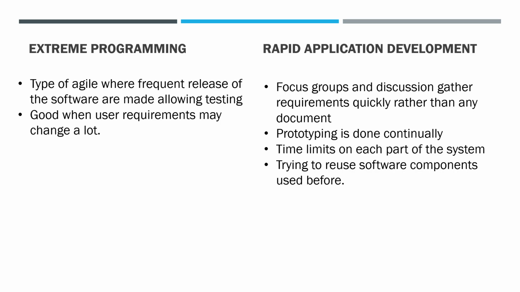Anyway, the last one is rapid application development, which is where there are loads of focus groups and discussions to gather requirements quickly rather than documents. So rather than documents, it's discussions, lots of prototyping, and they use time limits on each part of the system. So you're only allowed something like 2 weeks to produce this, and they try to reuse software.